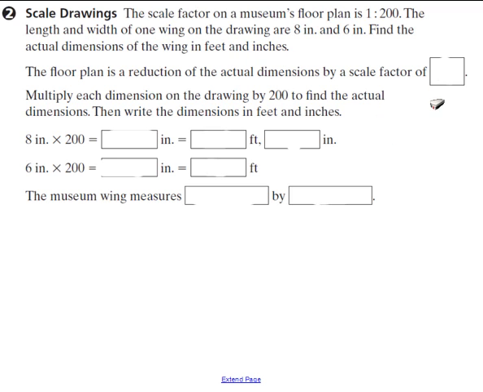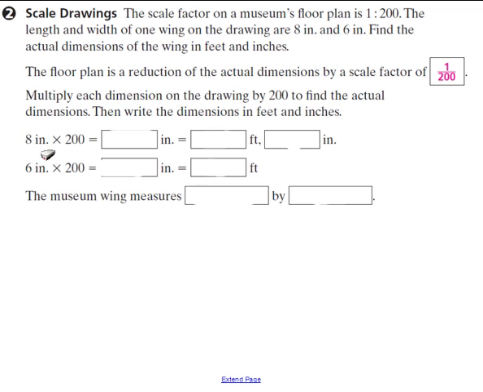So the scale factor in this case, if the floor plan is obviously smaller than the actual dimensions, so 1 to 200, this has a scale factor of 1 over 200, right? It's going to be less than 1 because the floor plan is smaller than the actual dimensions. But in this case, if we're going from the dimensions of the floor plan to the actual dimensions, we're going to multiply, right?